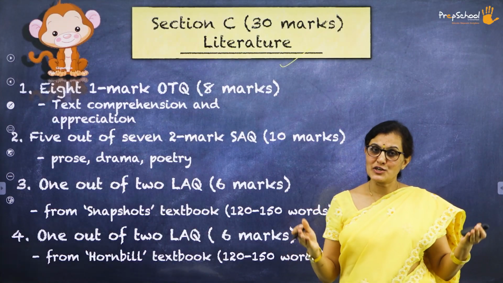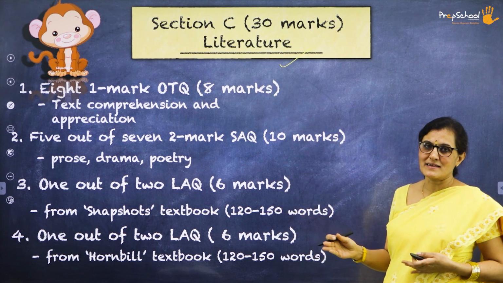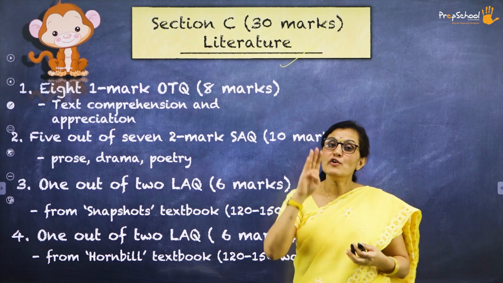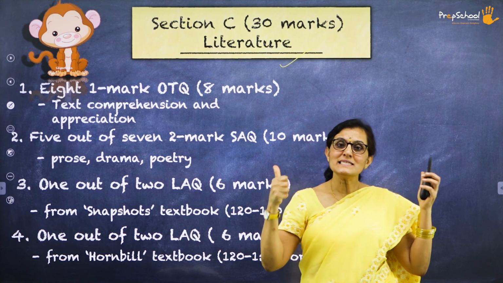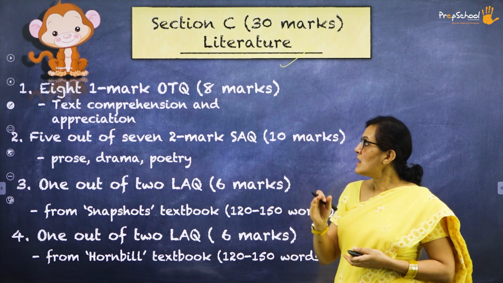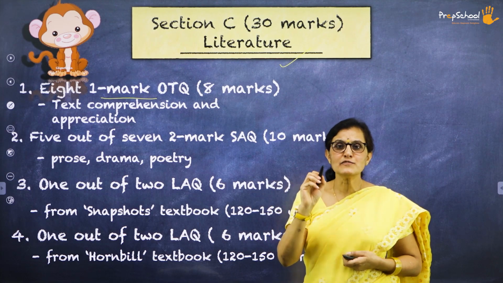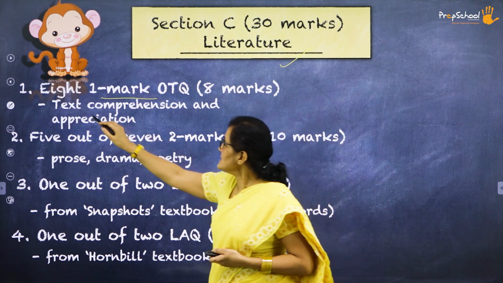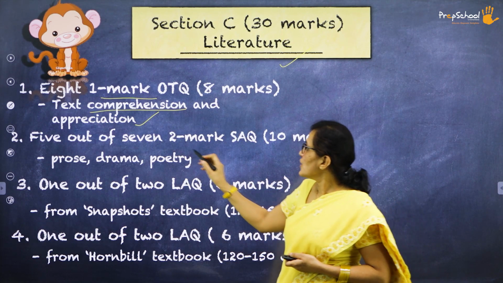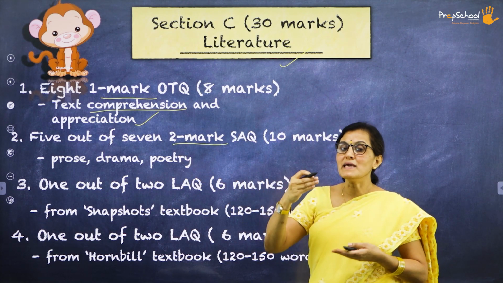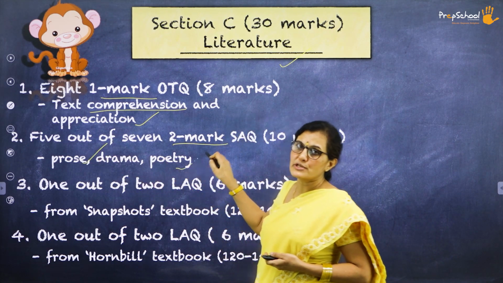What is this section all about? You have everything to do with question and answers. Your questions are of 4 types: 1 mark, 2 marks and twice 6 marks questions. So how does your 1 mark question look like? It is objective type of questions and it is text comprehension and appreciation. And your 2 mark questions, it could be extract questions from a prose or a poetry.